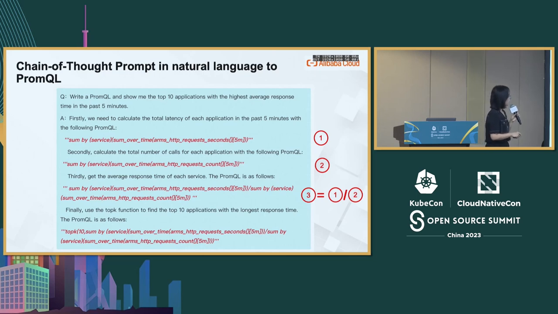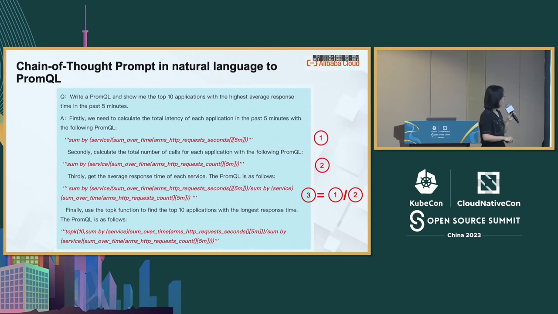For the third one, the PromQL we get in the third part is to divide the PromQL we used in the first step by the one we used in the second step. If you are familiar with PromQL, you can get this. And now we can get the average response time for every service at that time with the PromQL in the third step. But what the user asks is to show me the top 10 applications with the highest response time.